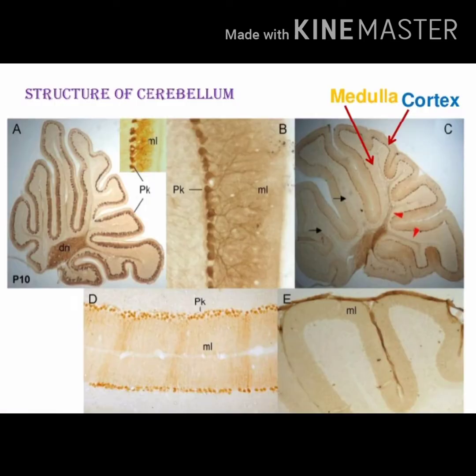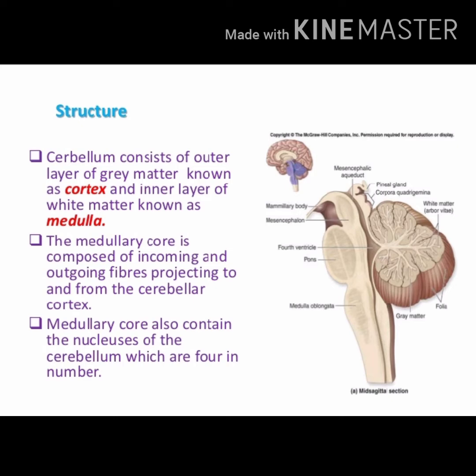This is the zoomed image of the cerebellum. It shows exactly like a medulla and cortex, two parts. The inner side is medulla and the outer portion is cortex, like kidney images. Cerebellum consists of an outer layer of grey matter, known as cortex, and an inner layer of white matter, known as medulla. The medullary core is composed of incoming and outgoing fibers projecting to and from the cerebellar cortex. The medullary core also contains the nuclei of the cerebellum, which are 4 in number.